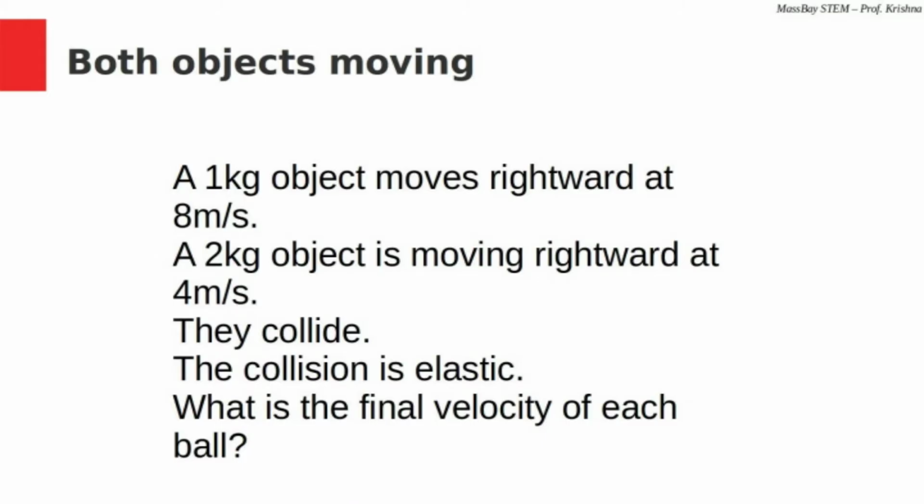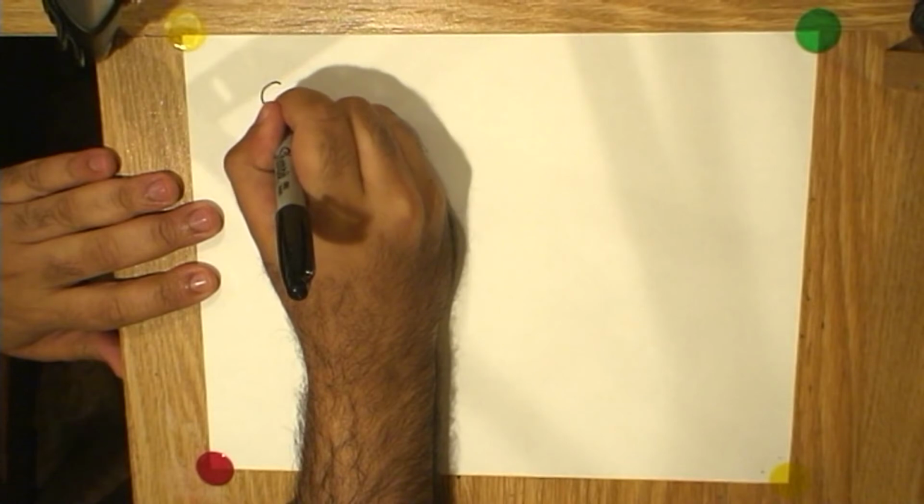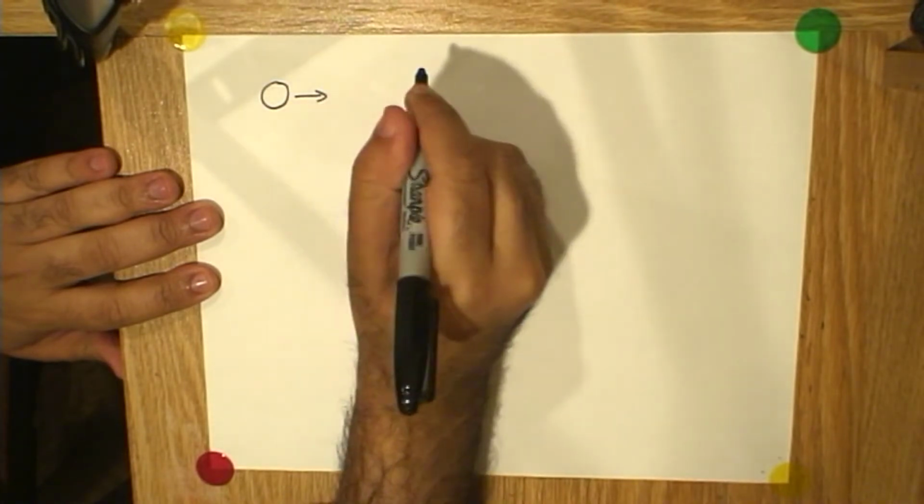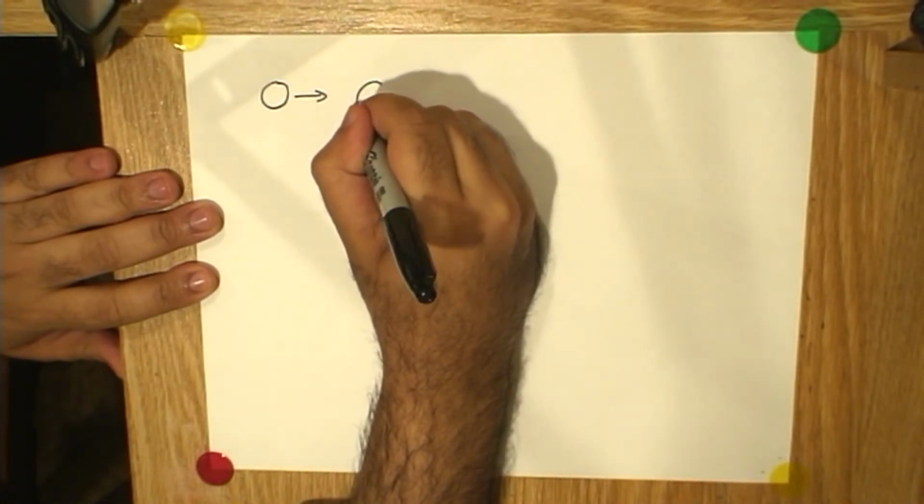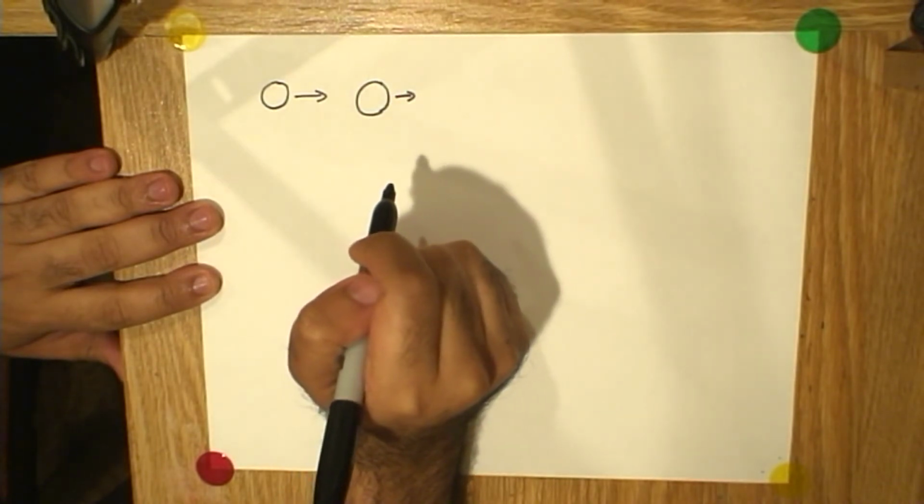Now, let's expand this. What if both objects are moving? Consider this example. A 1 kilogram object moves rightward at 8 meters per second. A 2 kilogram object moves rightward at 4 meters per second. They collide. The collision is elastic. What is the final velocity of each ball? In this question, we were told that one object was headed rightwards at a reasonably high speed, and a second object was also headed rightwards, but at a slower speed.